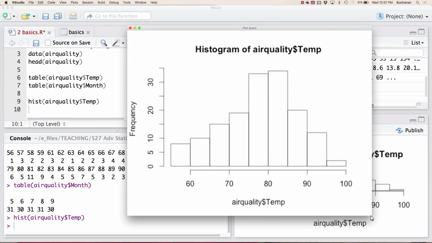So, look how normal it is. This is because it's made up data. But this is the automatic sort of version it gives you. So it tells you that it's temperature, and then it tells you its frequency over here.